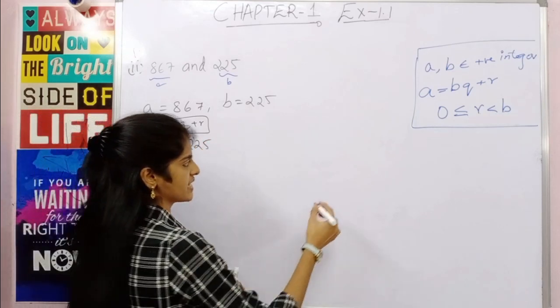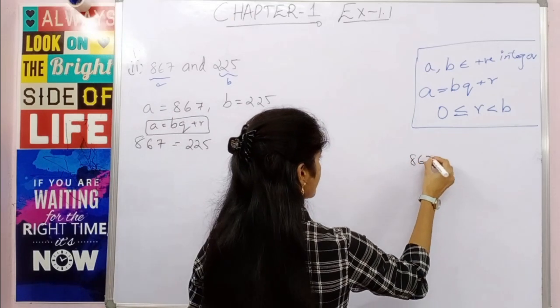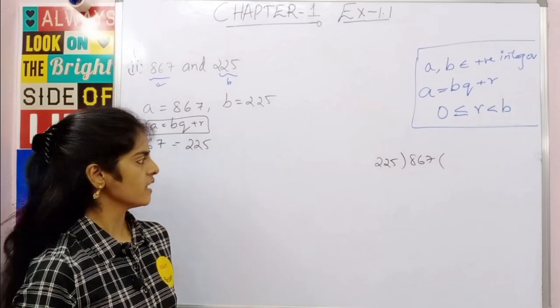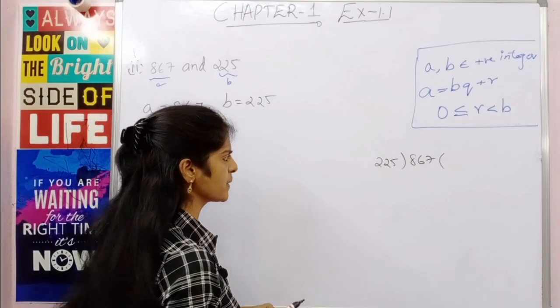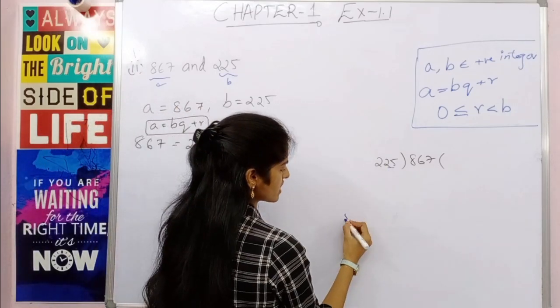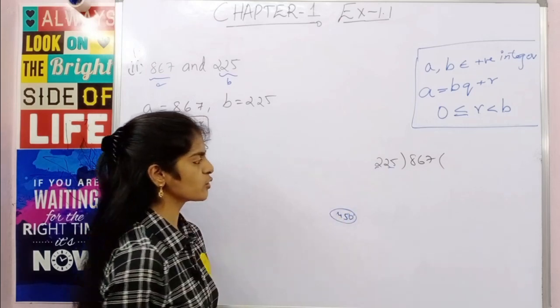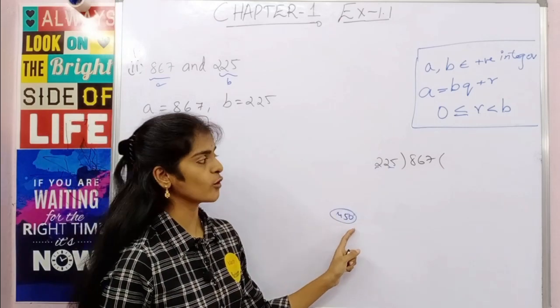Okay, so let us do it here. 867 divided by 225. Okay, so now just see how I am doing. 25 2s is nothing but 50, and 2 2s is nothing but 40. So 225 2 times will give you 450.